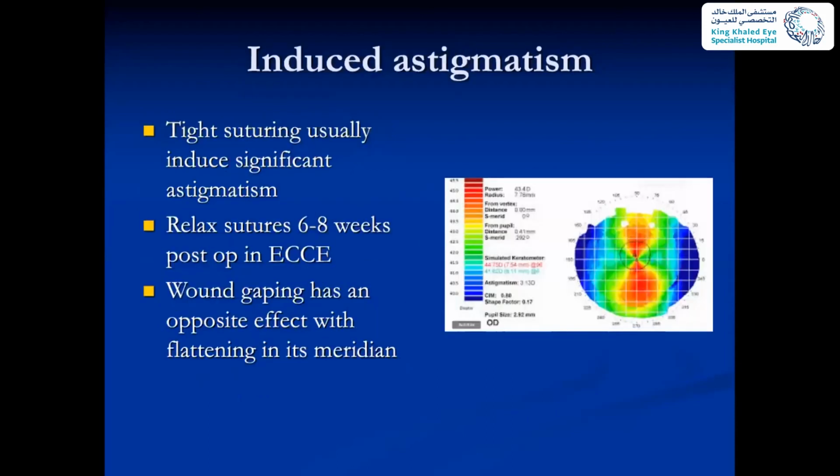Induced astigmatism by tight sutures. In cases of ECCE, we tend to wait 6 to 8 weeks until the wound matures before we relax the suture to get rid of this induced astigmatism. If there is wound gapping, there is a tendency for against-the-rule astigmatism because it will be flat in the axial meridian and the steepness will be horizontal rather than vertical. This is in superior ECCE.